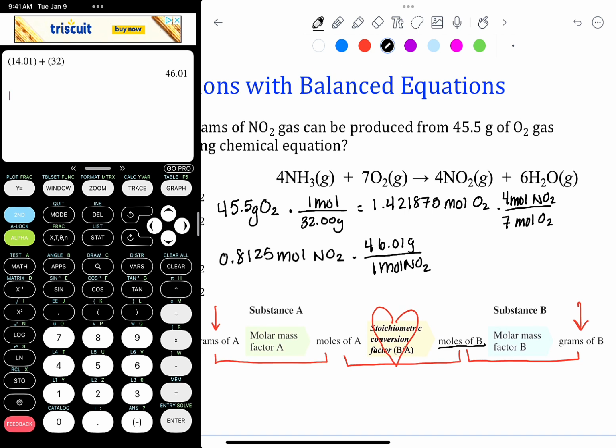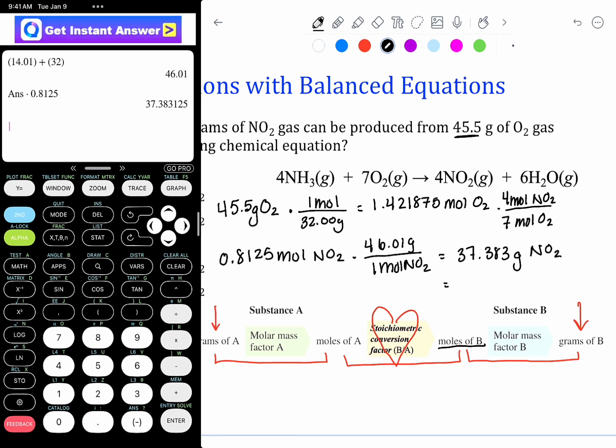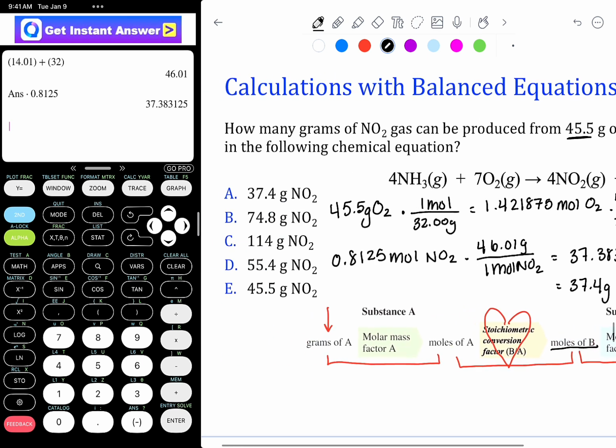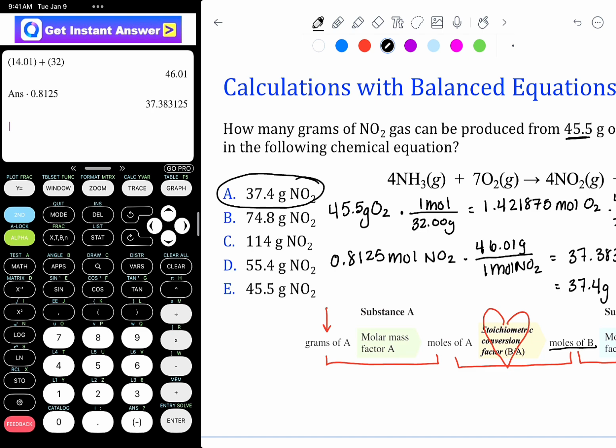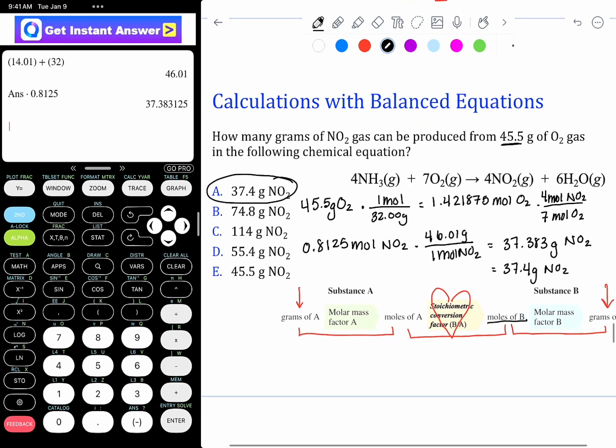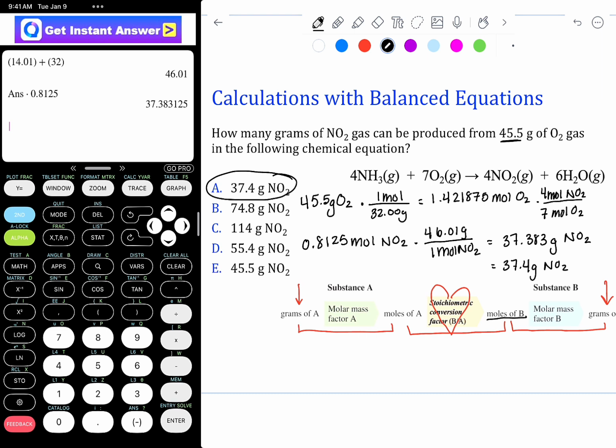So we're going to take 46.01, multiply it by 0.8125, and we get 37.383 grams of NO2. Our initial number had 3 significant figures, so this should round to 37.4 grams of NO2, which we see as answer A. I'll zoom out so you can have a full look at that. So I just followed my little track here in order to get that mass.